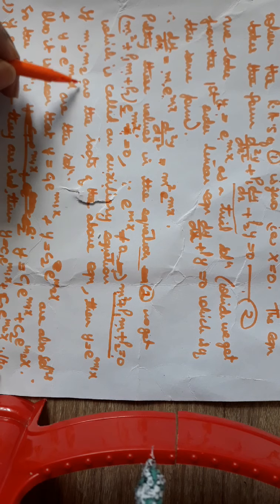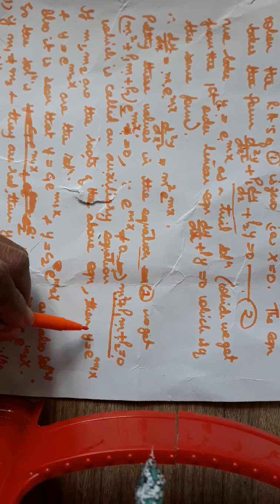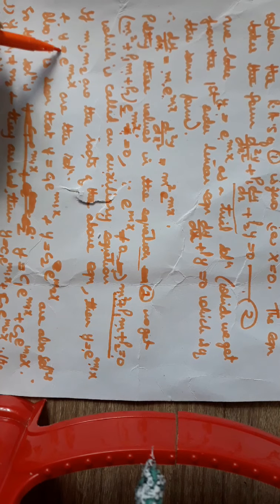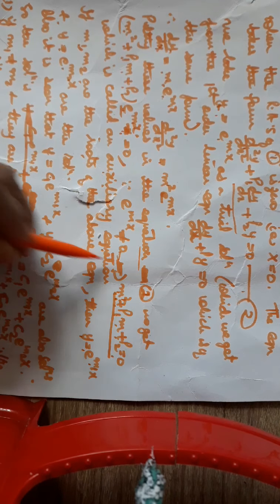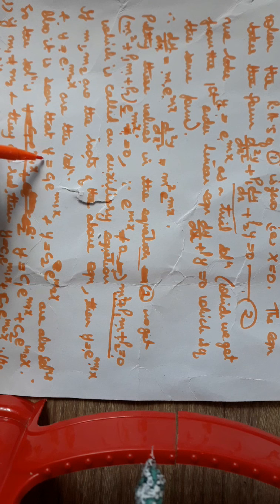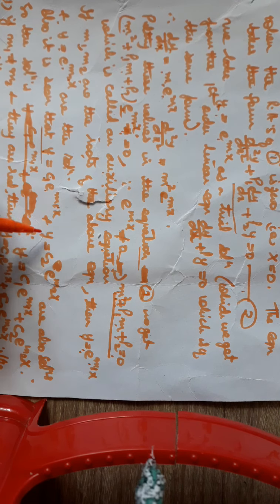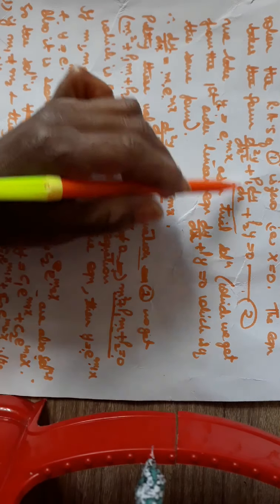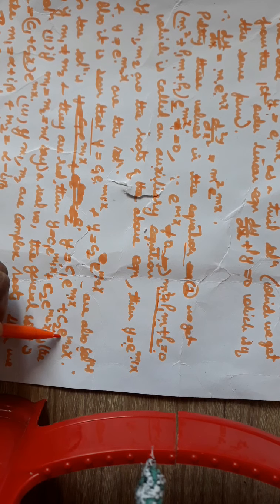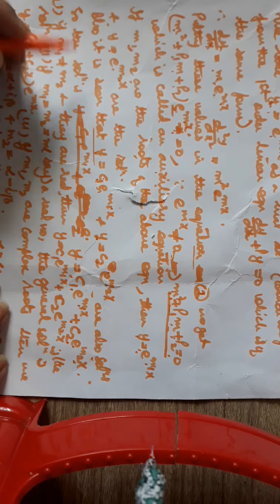If m1 and m2 are the roots, because this is of degree 2, there will be exactly 2 roots. So if m1 and m2 are the roots of the above equation, then y = e^(m1 x) and y = e^(m2 x) will be solutions of this. And you can also express it in this form: y = c1 e^(m1 x) and y = c2 e^(m2 x) are also solutions. So the general solution of this equation will be y = c1 e^(m1 x) + c2 e^(m2 x).